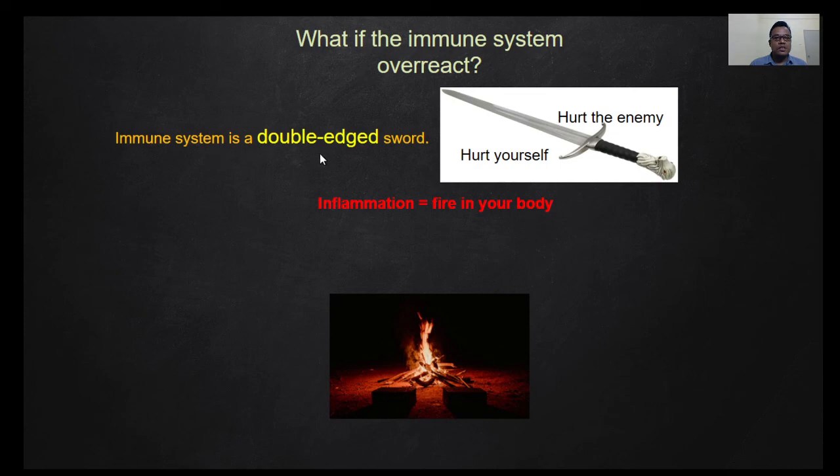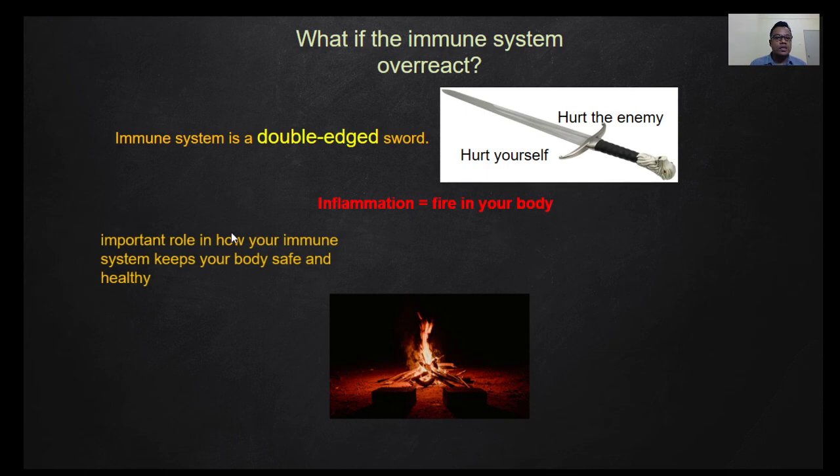The immune system is a double-edged sword. Inflammation is like a fire in your body. It has an important role in how your immune system keeps your body safe and healthy from invaders, and it can also injure your tissues, joints, and blood vessels.